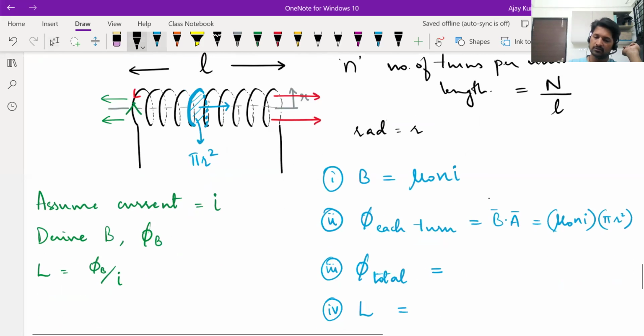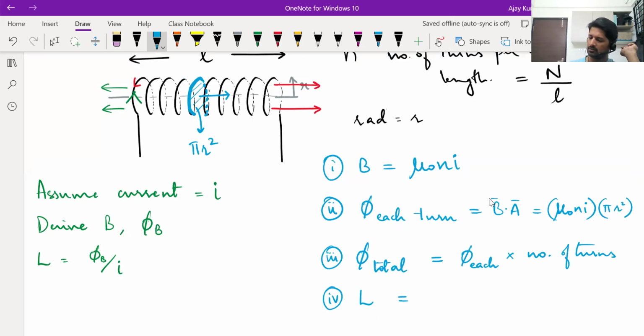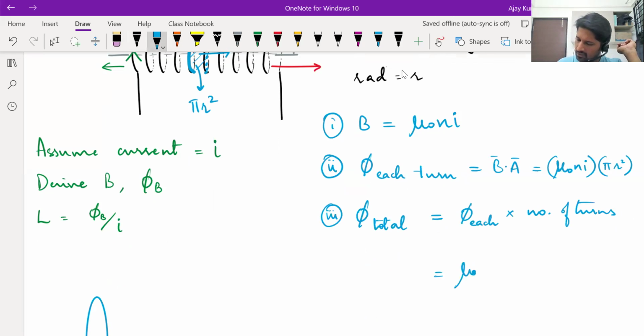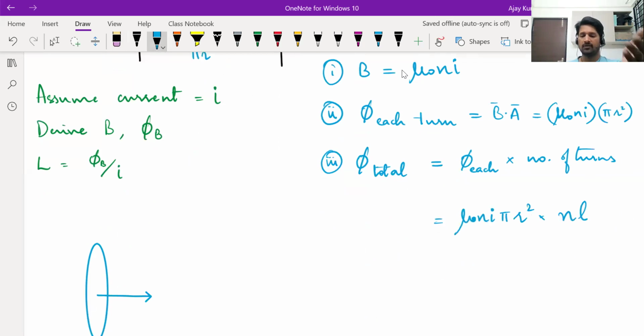Okay. So total flux will be flux through each turn multiplied with the number of turns. Flux through each turn we got. Yeah, Pradyum, the answer you sent is correct only. Flux through each turn is mu naught n i pi r square. Number of turns is nL, small n into L. That's the total flux in this solenoid.